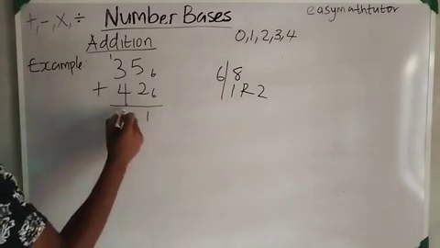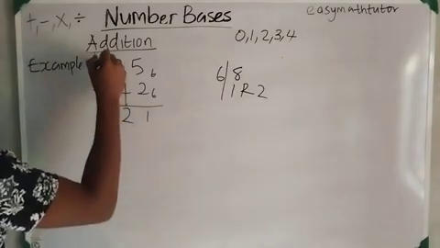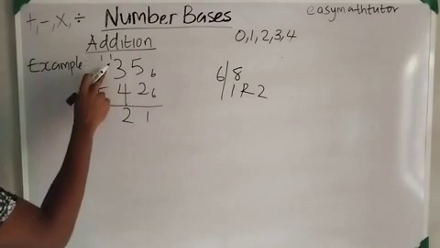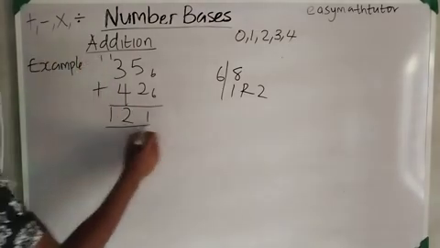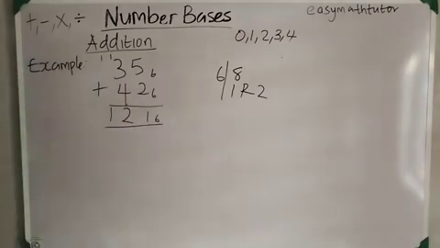So we are going to put down our 2 and carry over the 1. If we notice, there are no other numbers to add, just this 1. So we are going to bring that 1 down, and the final answer is 121 in base 6.